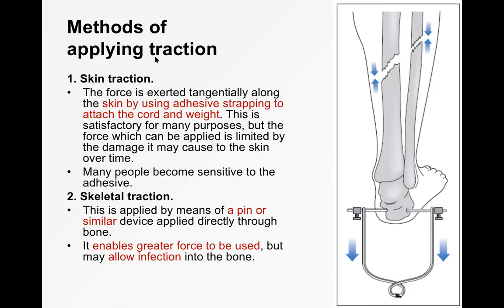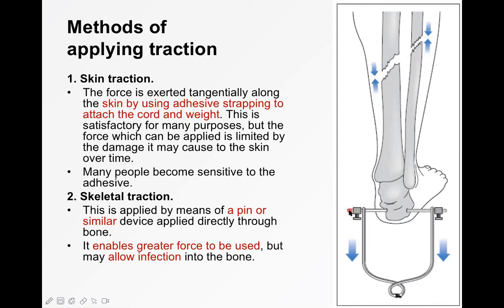So let me explain this. See this? This is tibia. Here is fibula. So there is a fracture at the shaft of tibia as well as fibula. So how is the traction applied there? For the reduction as well as immobilization. That is the purpose of giving traction. It is done by skeletal traction.